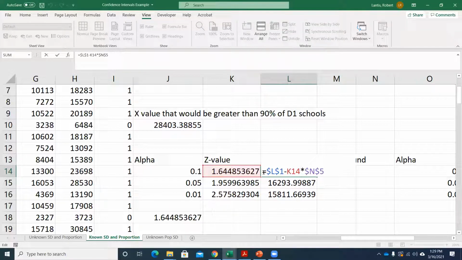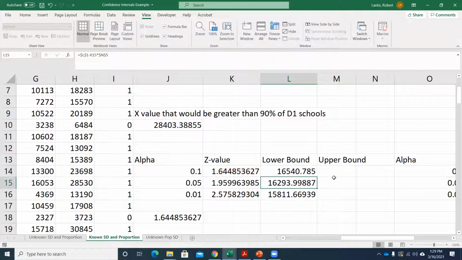So the easiest way, if you want to copy something in Excel and not have the cell references change, if I highlight this, copy it, right? And I'll hit enter to get out of the cell.